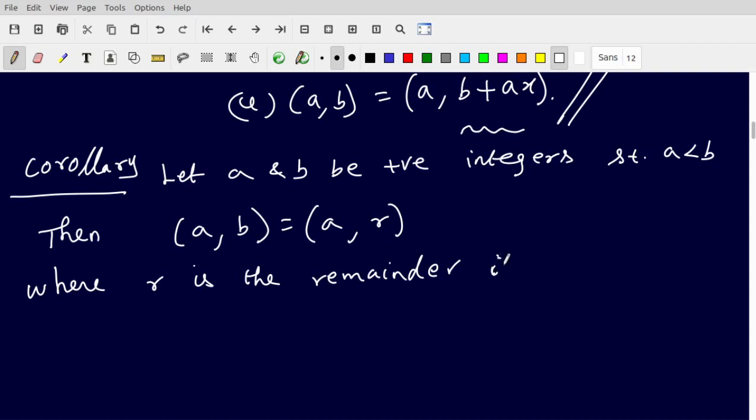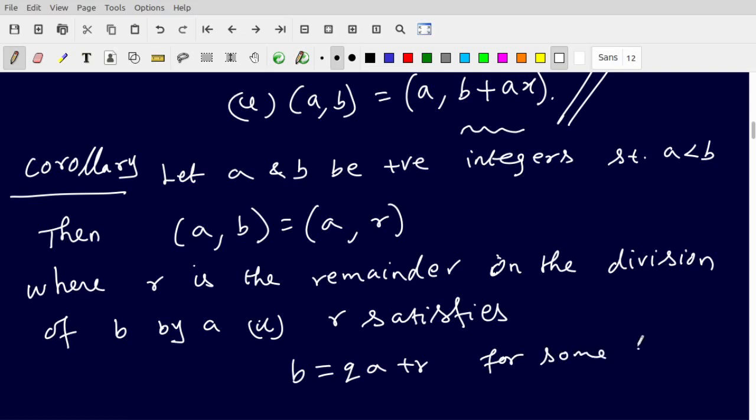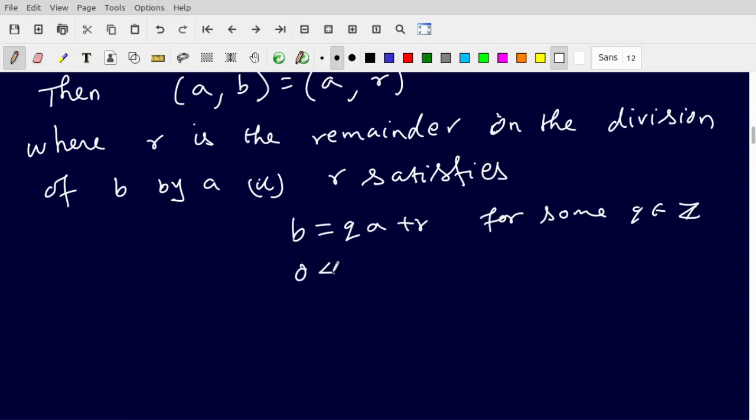Okay, on the division of B by A, that is, R satisfies B equal to QA plus R for some Q in integer, and 0 less than or equal to R less than A. Okay, so the proof is trivial.